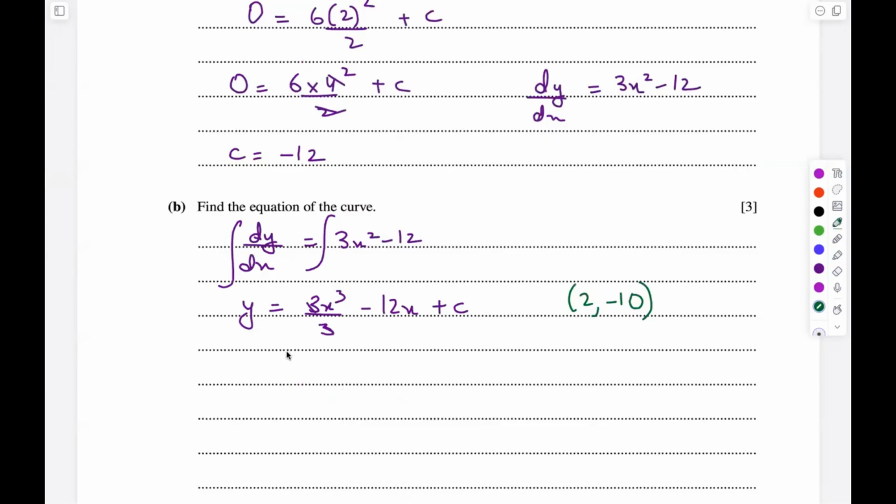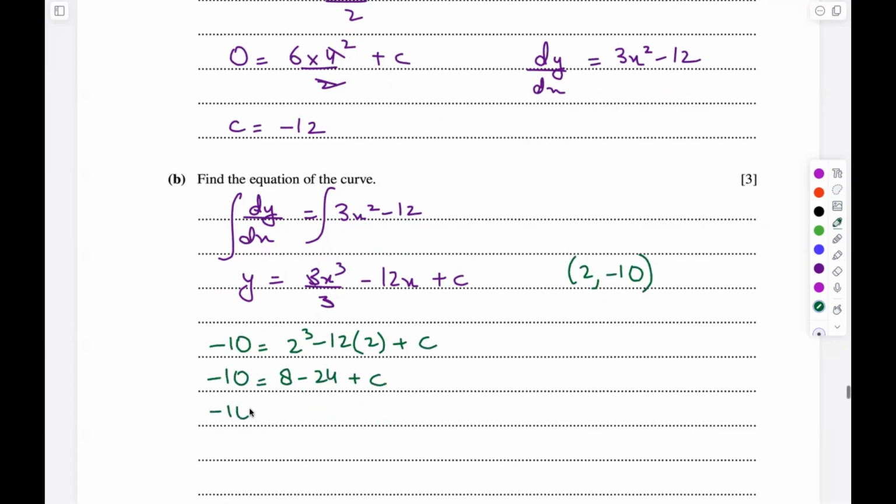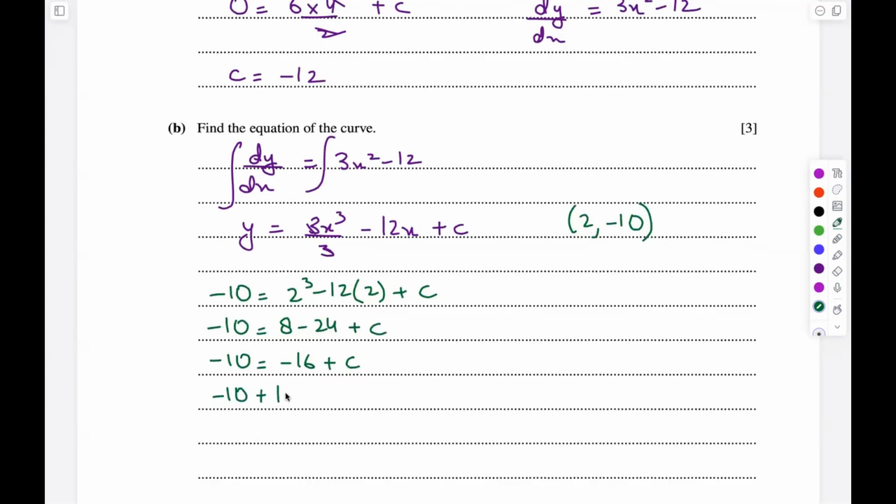So in place of y, we'll substitute minus 10. So this will become minus 10 is equal to 2 cubed minus 12 into 2 plus c. So minus 10 will be equal to 8 minus 24 plus c, which is minus 10 is equal to minus 16 plus c, or c will be equal to minus 10 plus 16. So the value of c will be positive 6. Once we have the value of c, we can write the equation of the curve as y is equal to x cubed minus 12x plus 6.